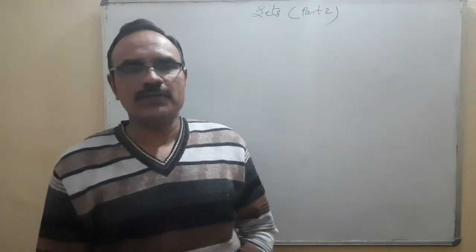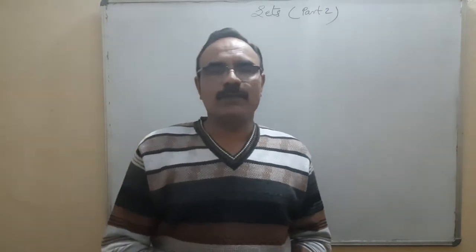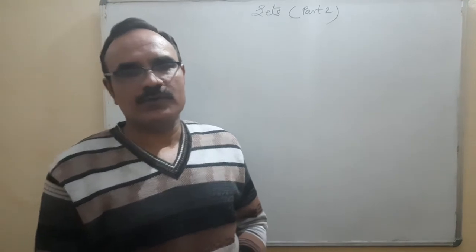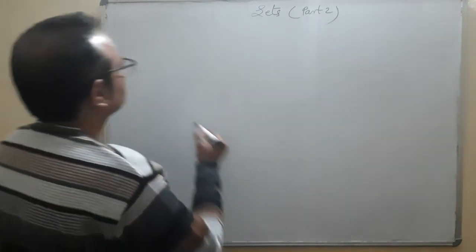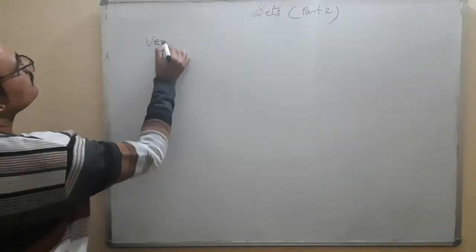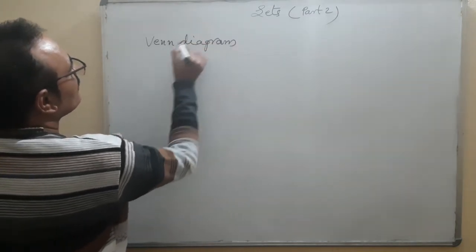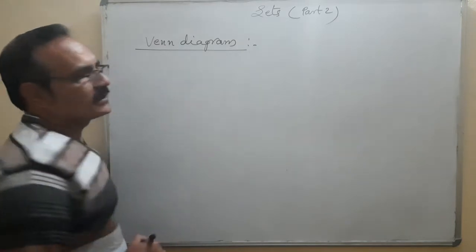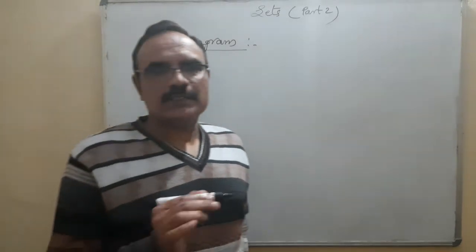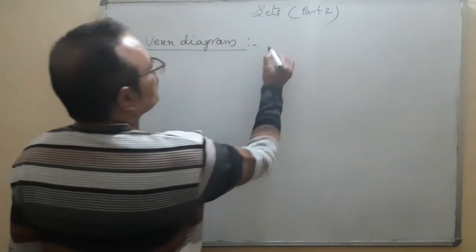Hello. In continuation with sets, second part of it, today we'll have to discuss the Venn diagram. What is it? Venn diagram. The definition of it: relationships between sets.